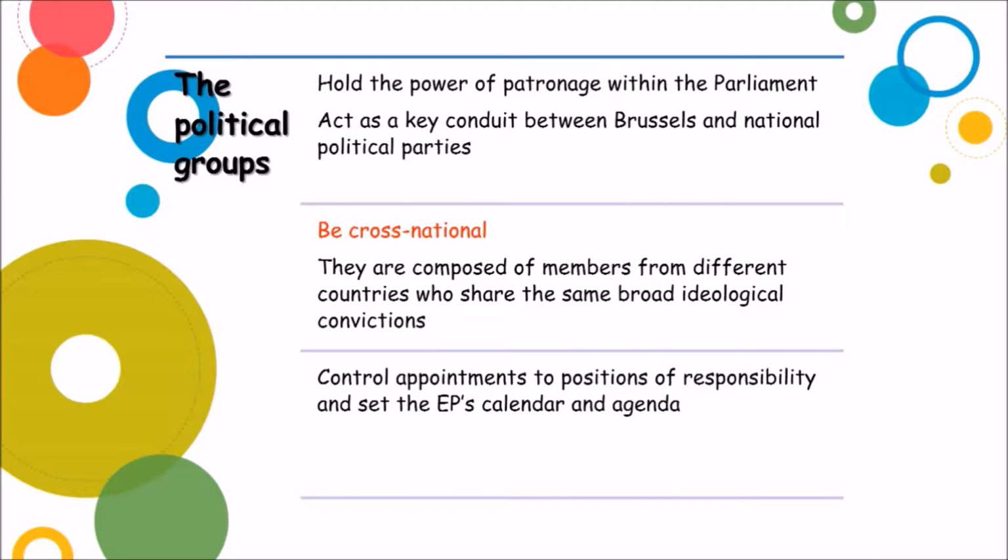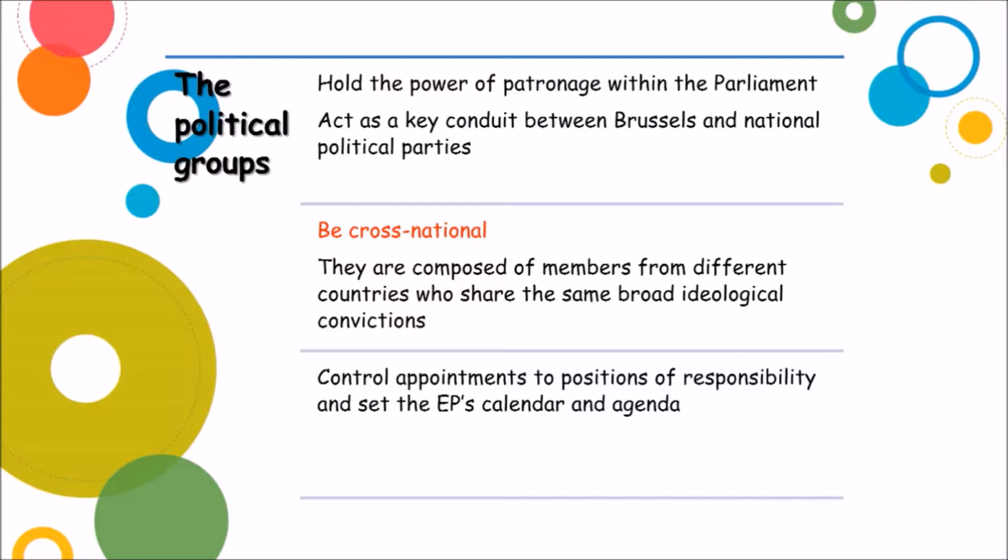However, as the Parliament's powers have expanded, the political groups have emerged as far more important actors, for it is they who hold the power of patronage within the Parliament and who act as a key conduit between Brussels and national political parties. The EP's political groups are cross-national. In other words, they are composed of members from different countries who share the same broad ideological convictions.